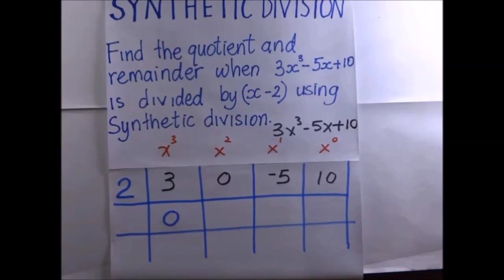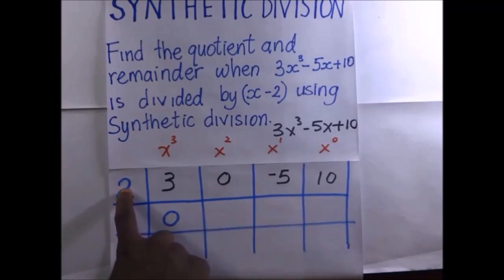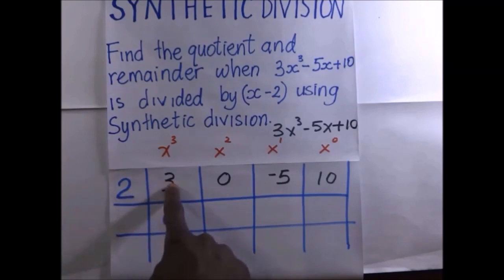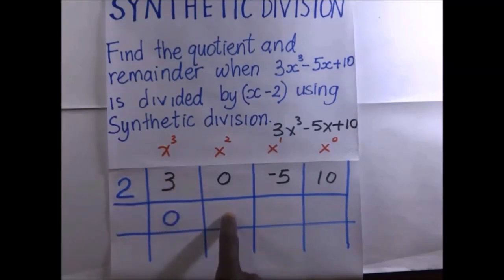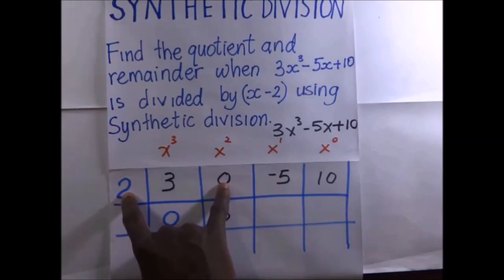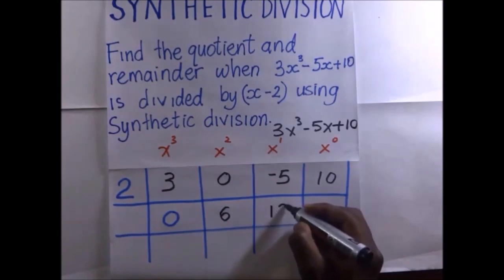So now we start working. For us to get these remaining gaps, it's going to be this number times that number plus this number times that number to give us that. 2 times 0 is 0 plus 2 times 3 is 6. So our answer here is 6. 2 times 6 is 12 plus 2 times 0 is 0. So 0 plus 12, we get 12. So we put the 12 here.